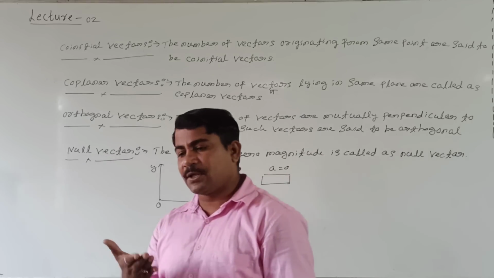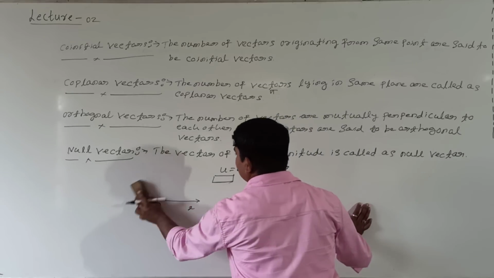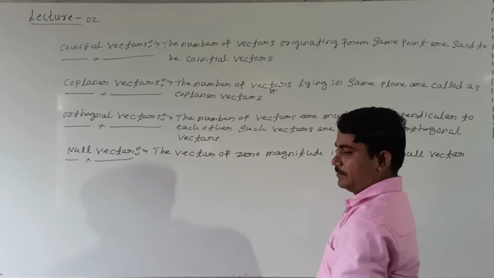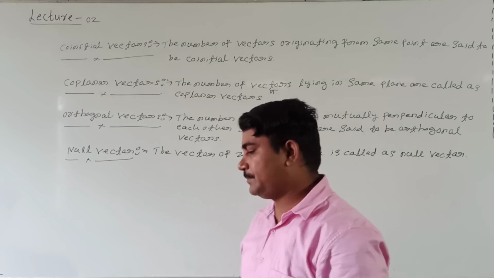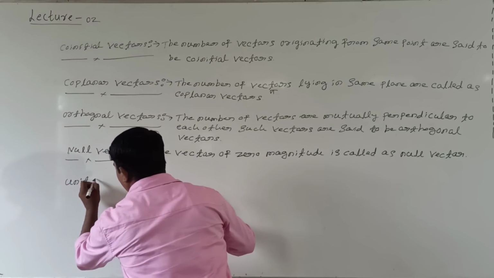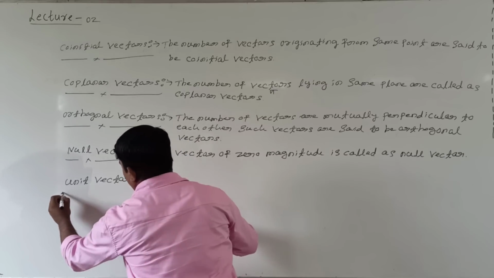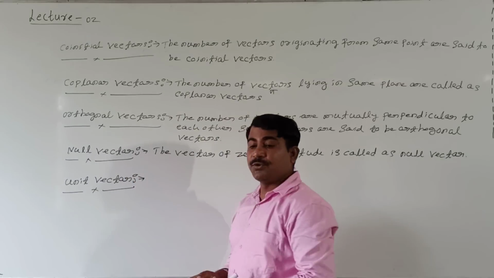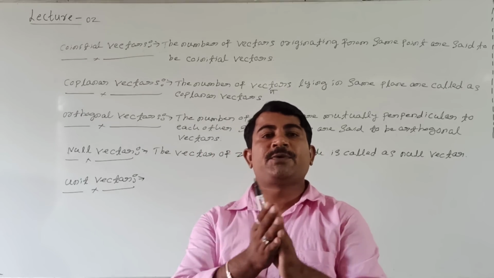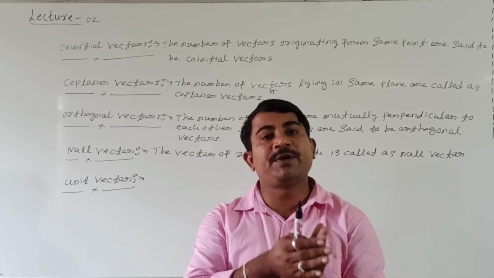After this, let us take one more type of vector, that we call the unit vector. Unit vector means the vector of magnitude 1. The vector of magnitude 1, that we call a unit vector.